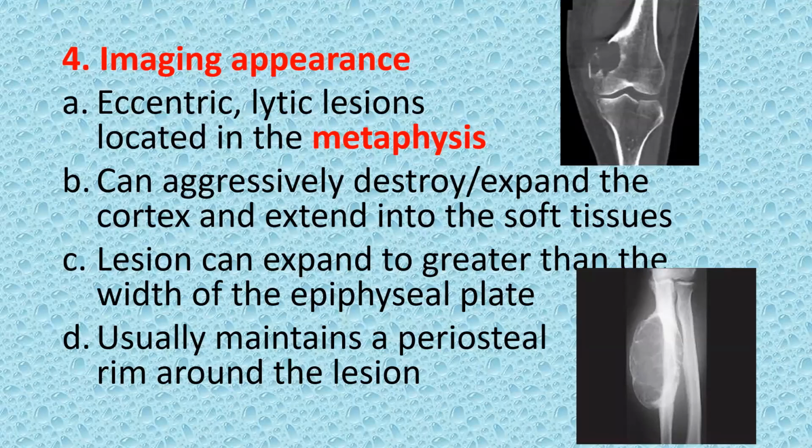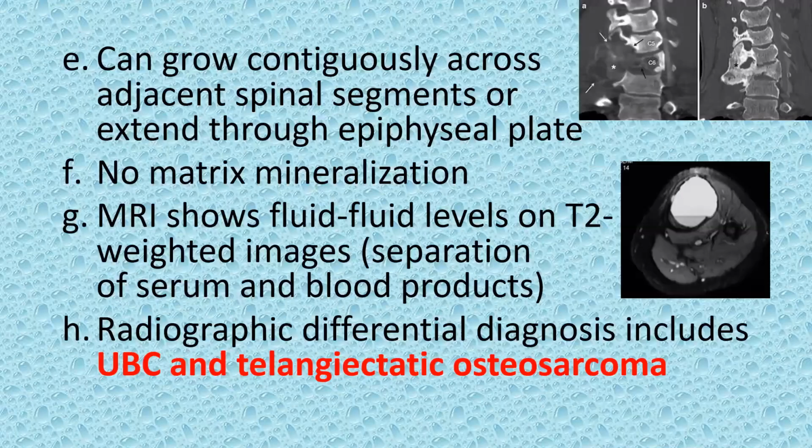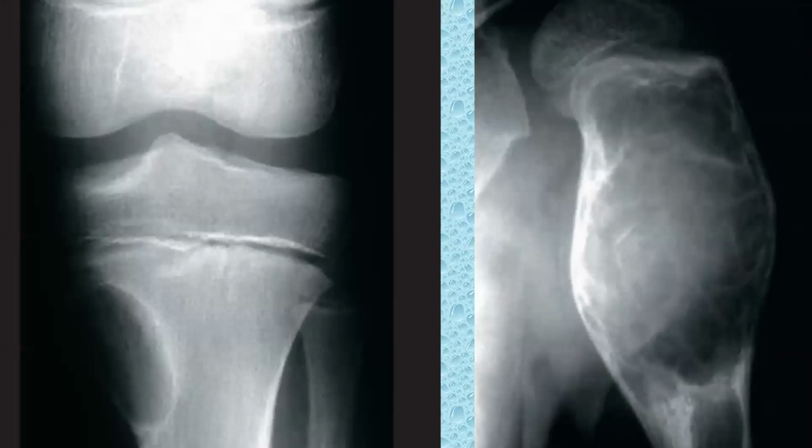It can grow contiguously across adjacent spinal segments or extend through the epiphyseal plate. No matrix mineralization exists. MRI shows fluid levels on T2 weighted images, separation of serum and blood products. Radiographic differential diagnosis includes unicameral bone cyst and telangiectatic osteosarcoma. This shows you the expansion, which can occur in the center or at the periphery.